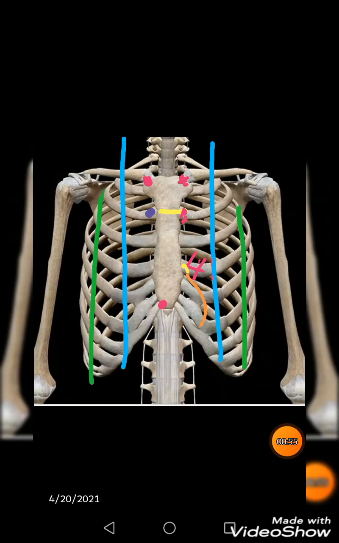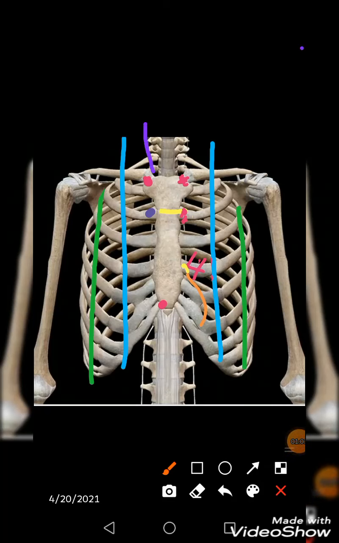Sternoclavicular joint first. Here you can see this is the sternoclavicular joint, and I have marked a pink colored dot over here. This is the first point we have to take for the anterior border, and after that first point we have to reach to another point in the median plane at the sternal angle.